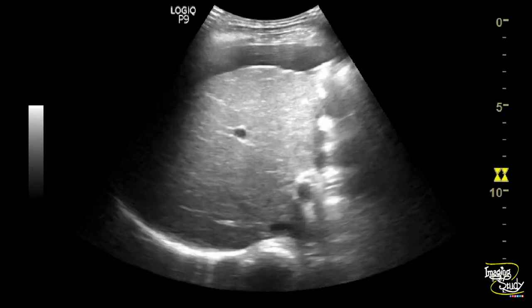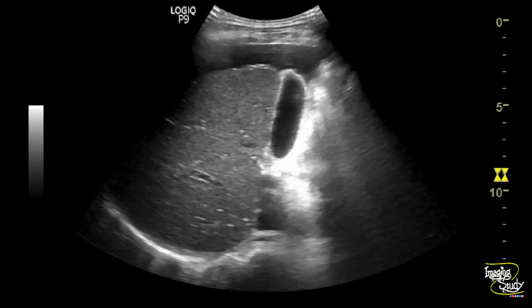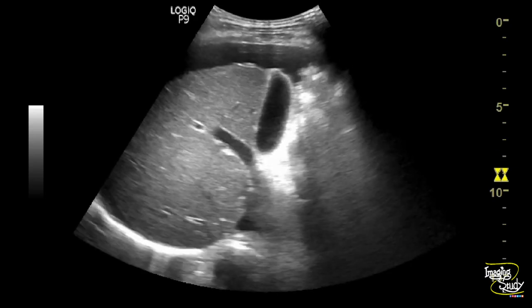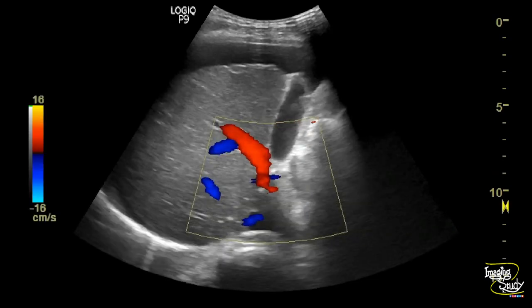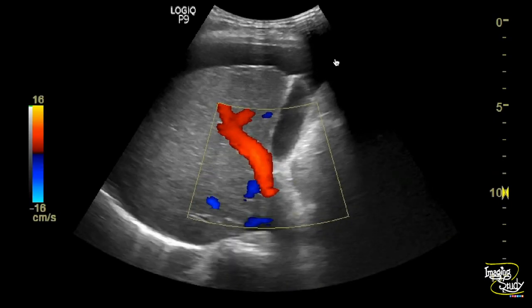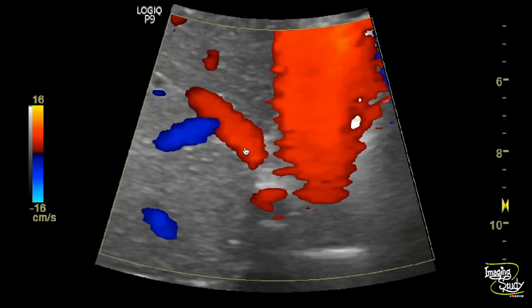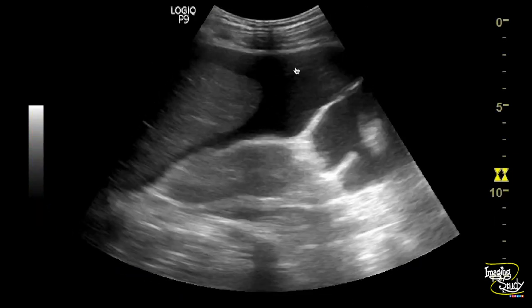Again, a shrunken liver with an irregular border. Color Doppler shows the hepatopetal flow. You can see ascites here within the hepatorenal angle.